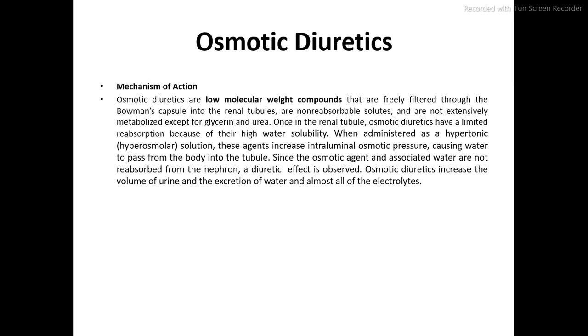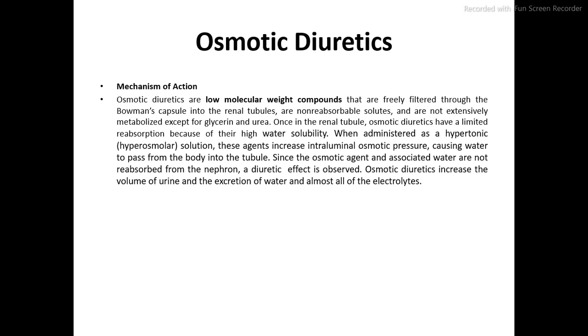Now the last class is the osmotic diuretics. These osmotic diuretics are low molecular weight compounds. They are freely filtered through the Bowman's capsule into the renal tubules. They are non-reabsorbable solutes and are not extensively metabolized except for glycerin and urea.